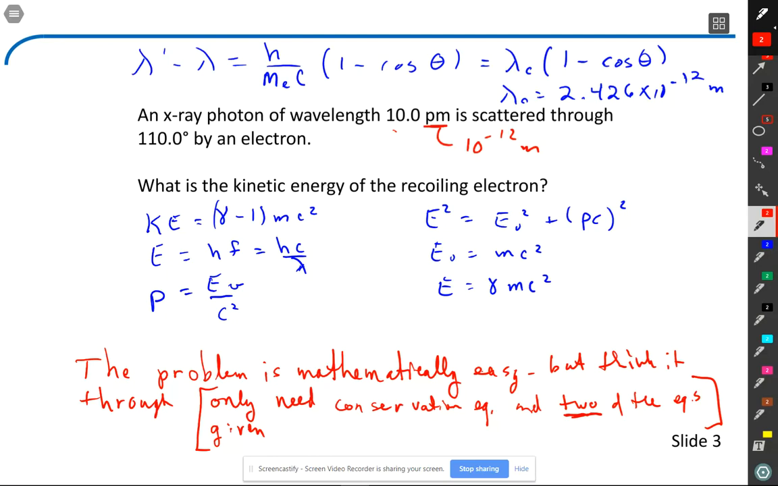Okay, we've had 10 minutes on this. I'm not sure if anyone has a final answer that is a correct answer. So let's look at our strategy, right? Part of the goal here is once again to recognize the process. And like I said, the problem is mathematically easy, but thinking it through is the hard part. So in my little hint here, you only need a conservation equation. I wasn't specific on which conservation equation because I wanted you to think about that.